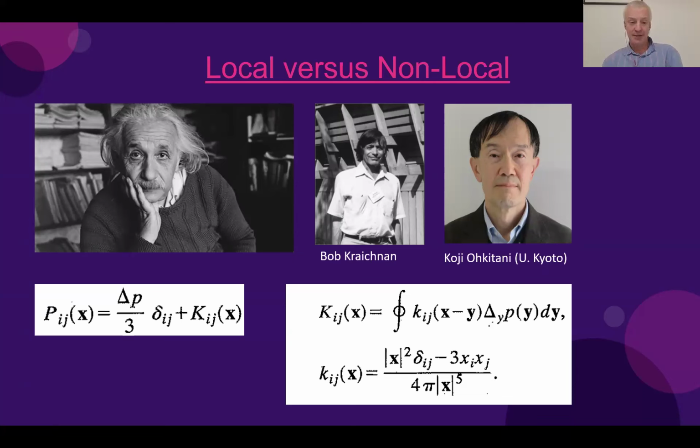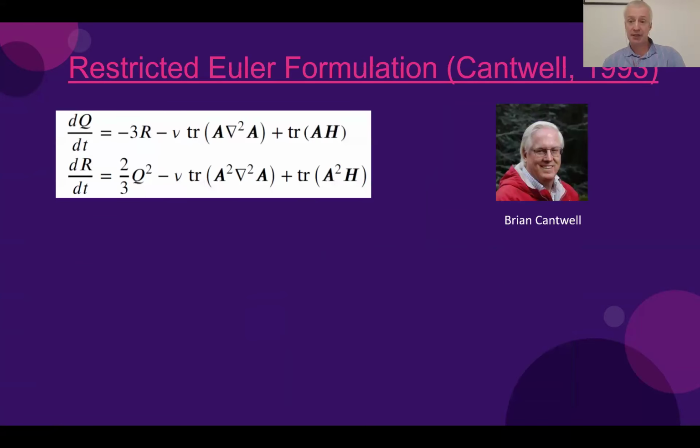From our work, this has issues because you could see earlier that we could express the local part in terms of the trace of A squared, therefore related to Q. That's not true for the non-local part. We need to model that in a more sophisticated way. And that was really shown in a classic paper by Brian Cantwell in the early 1990s.